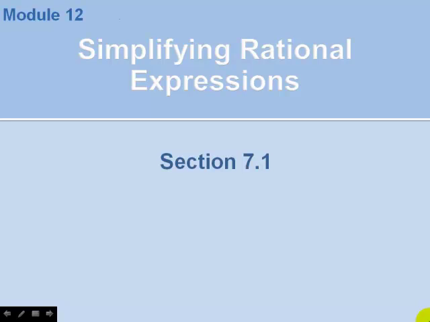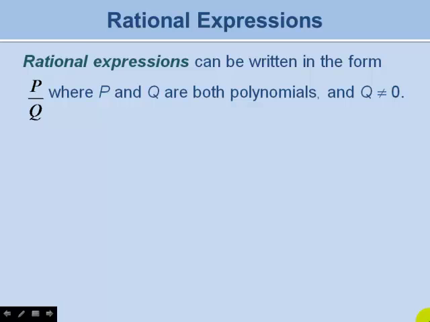This is Module 12, Section 7.1, about simplifying rational expressions. Let's talk about what a rational expression looks like. This is something that can be written in the form p over q, where both the p and the q are polynomials, and the q is not equal to 0.